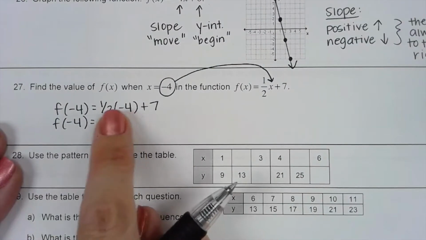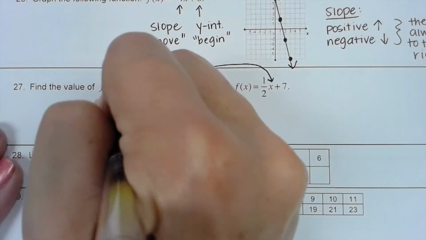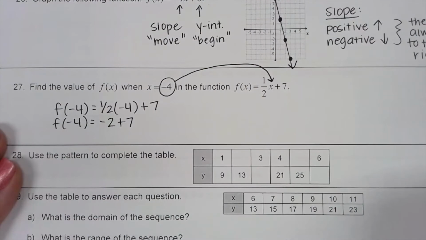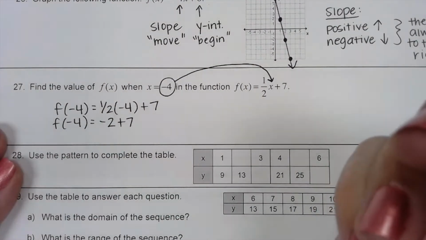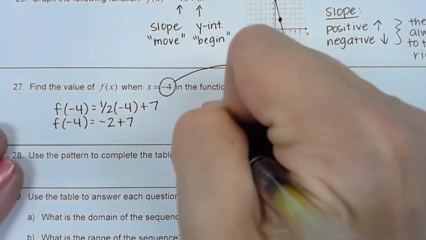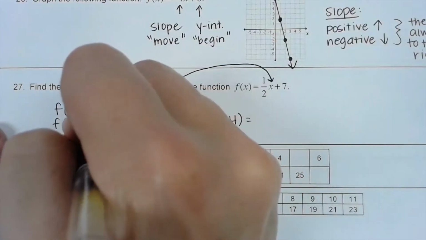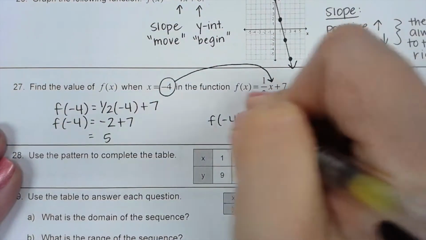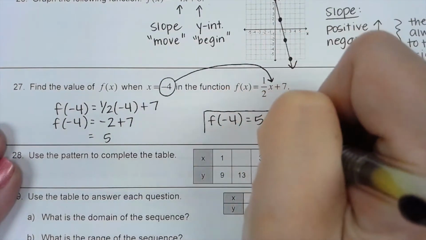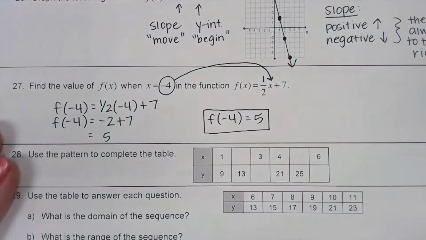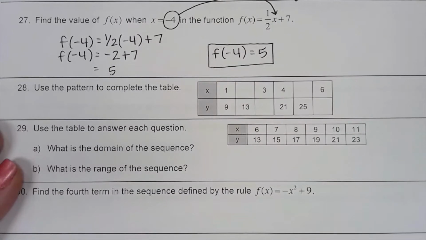Half of 4 would be 2, so half of negative 4 would be negative 2. And then to finish the question, I would add those two numbers together, and so then I would get the answer to the question. So when I plug in a negative 4, I get out a positive 5. So f of negative 4 would equal positive 5, and that would be my answer for that problem.